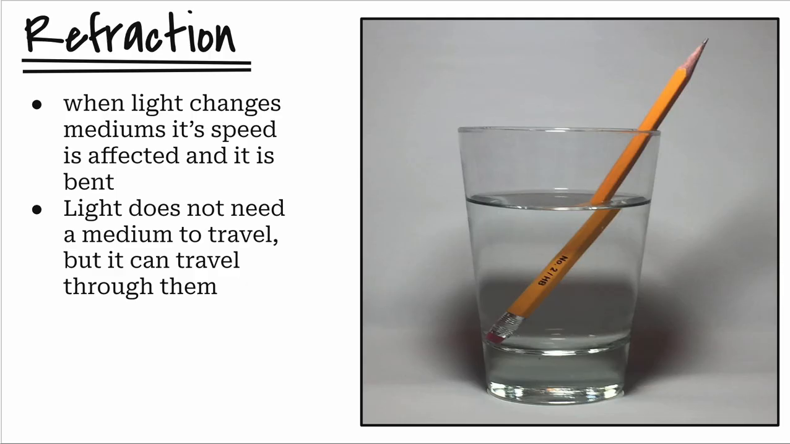And when it changes mediums, then it is going to get bent. And we can see a sort of phenomenon because of that, where at the water level, this pencil appears broken because when the light is passing through the air and then the glass and then the water, its speed is changed. It's bent, the light angle is bent, and so the information reaches our brains at different times, and it appears that this object is broken, essentially.